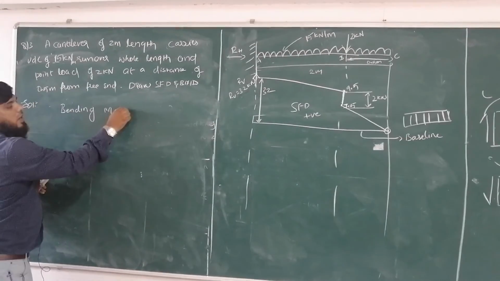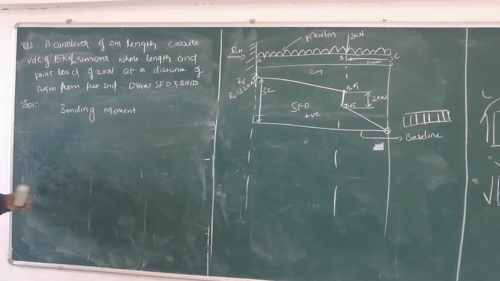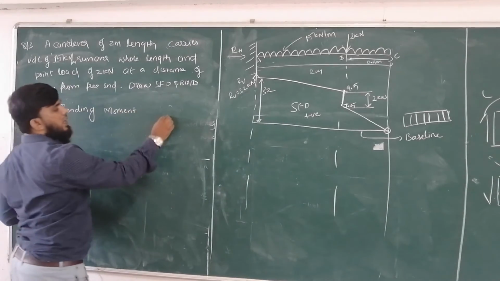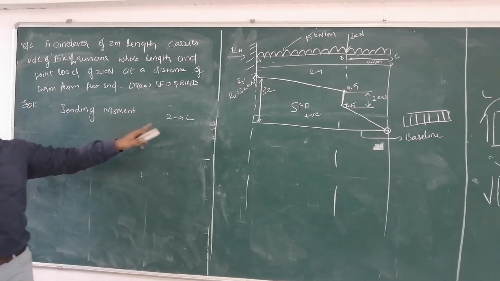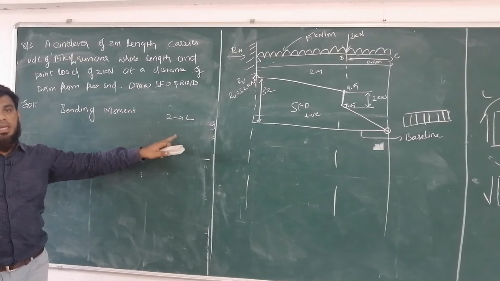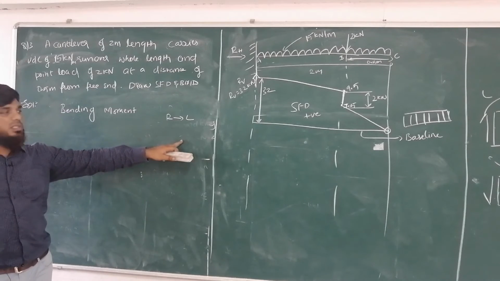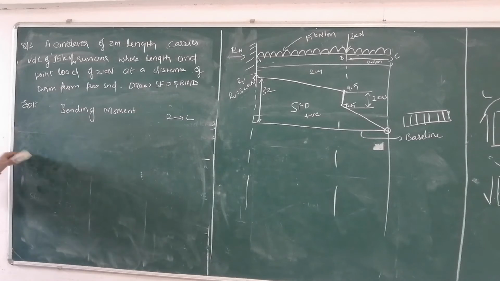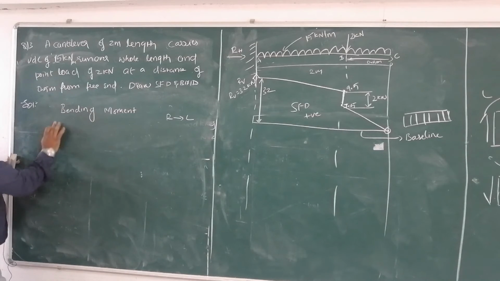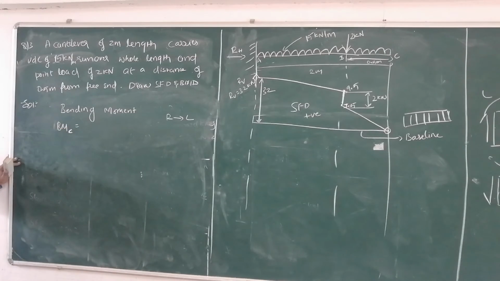Now we solve for bending moment calculation. Always we are solving from right to left, and keep remembering this so that you can remember the sign convention. If you make a mistake in sign convention, your whole problem will be changed. Let us solve bending moment at each point. The first point, the rightmost corner of your beam, is point C.